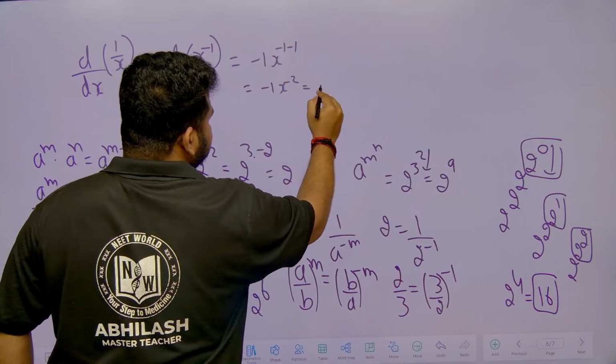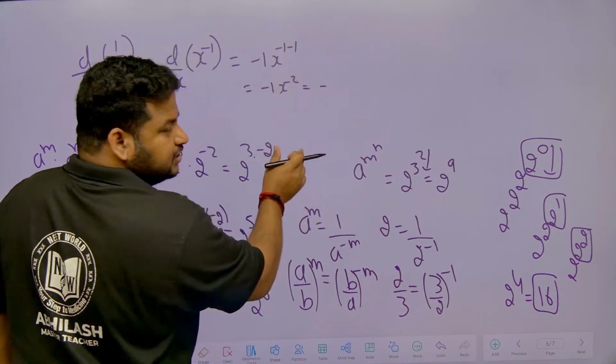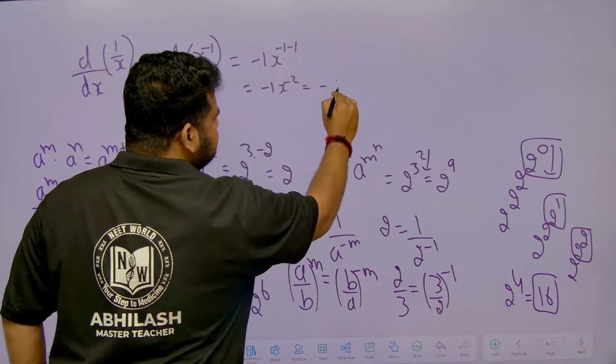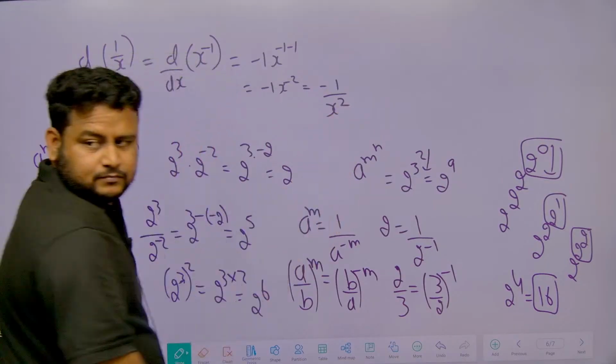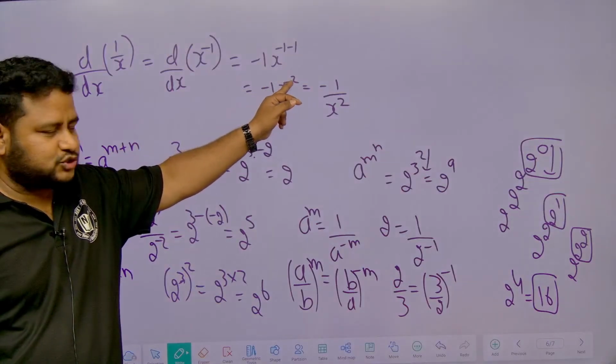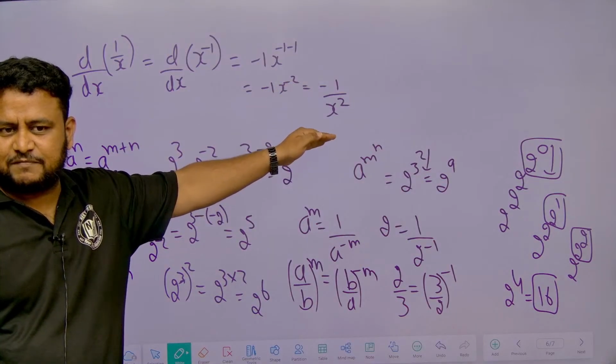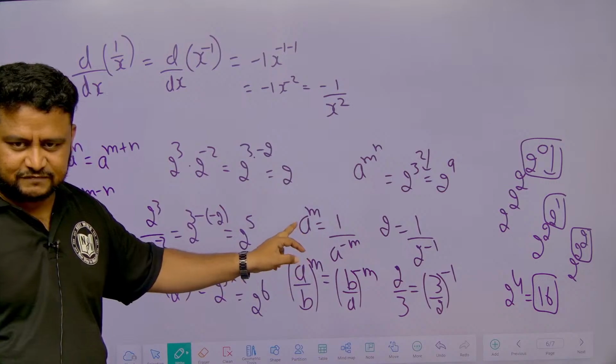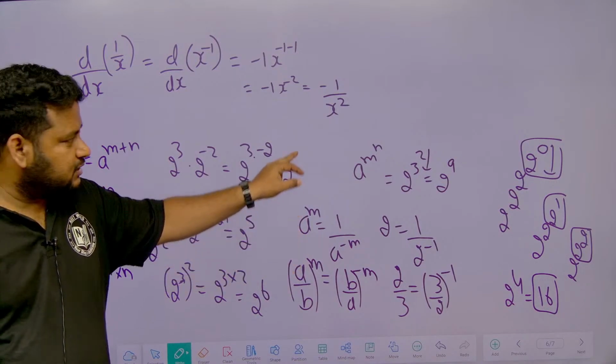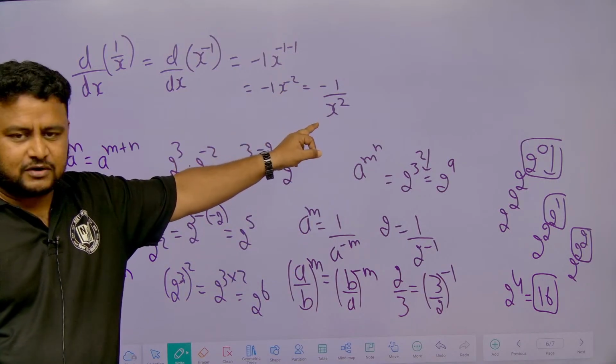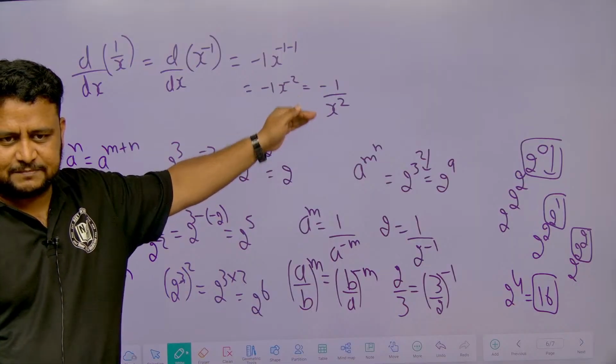This I can write as what? Minus 1. This x, if I bring it down, it will become positive. So minus 1 by x to the power of 2. This minus x to the power of minus 2, if I bring it down, this will become x to the power of plus 2, because of this law. Understood? So x to the power of minus 2 will become x to the power of 2, because I bring it down.